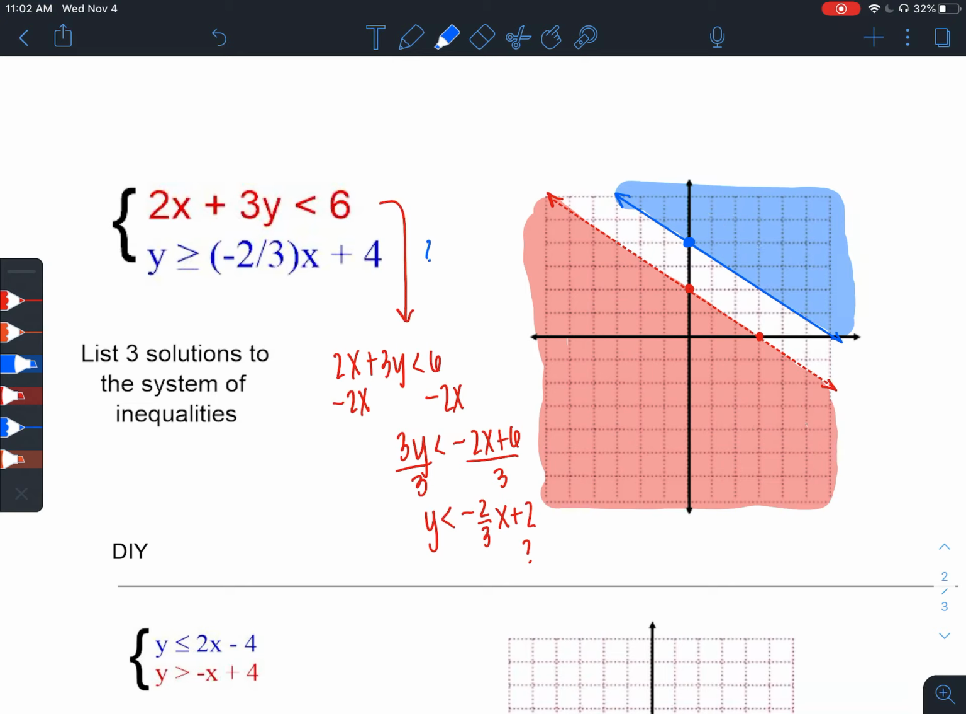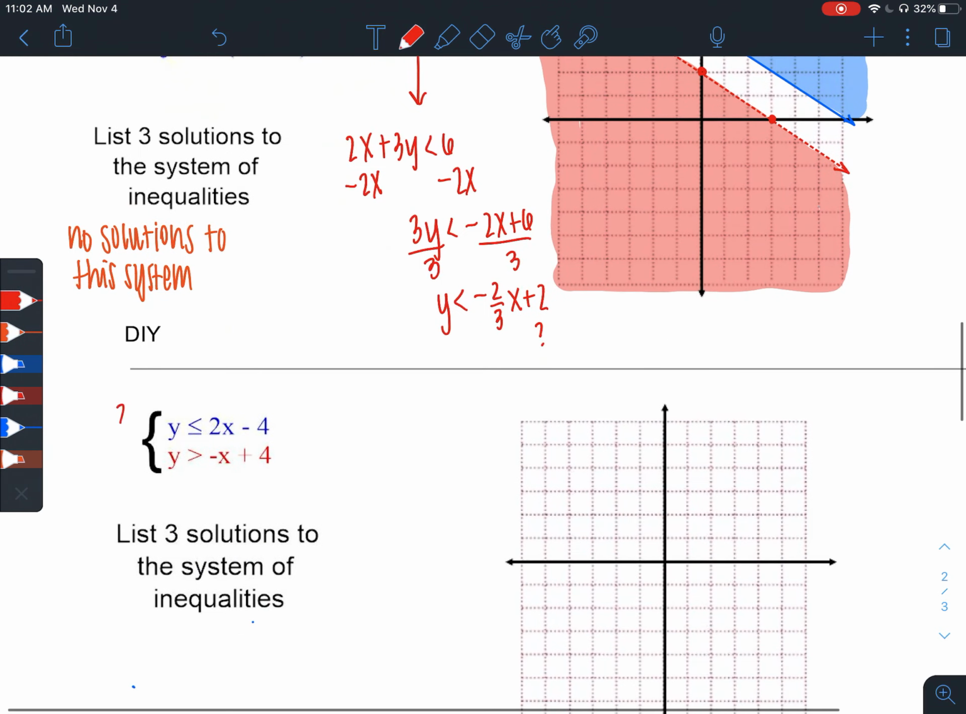You'll notice that there is no overlap, but that's where the solutions lie. So there are no solutions to the system because of the fact that those lines are parallel, and their inequalities go different directions.